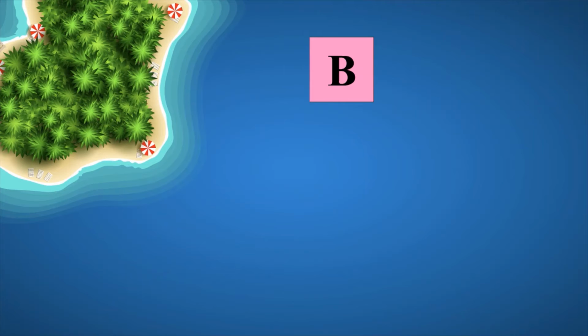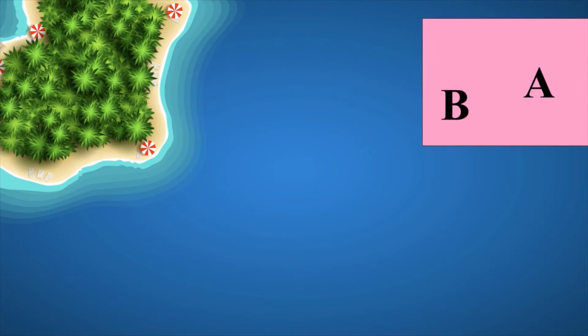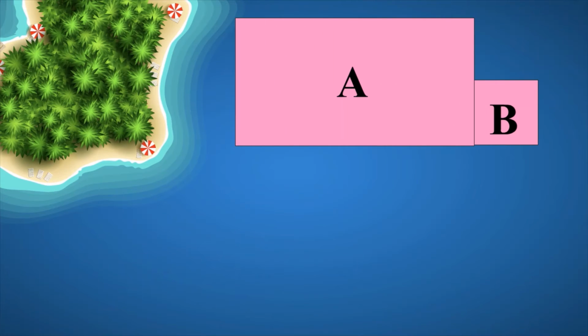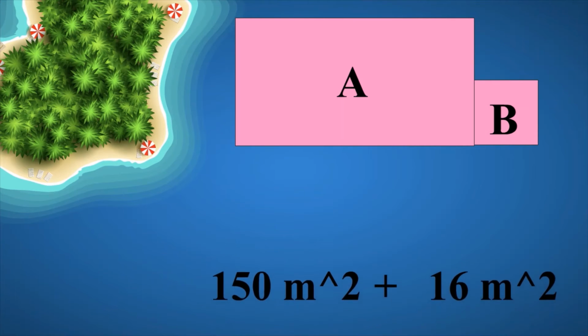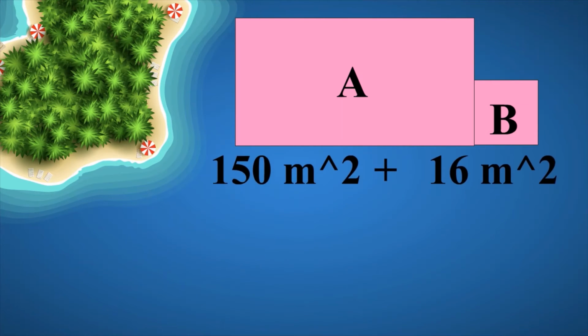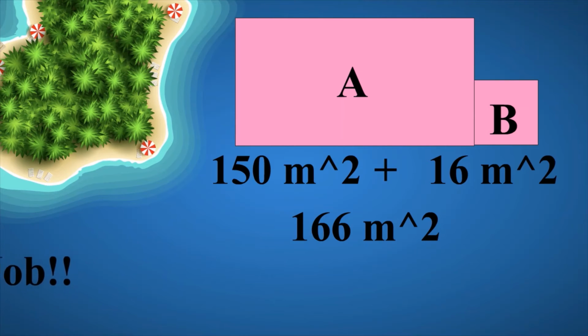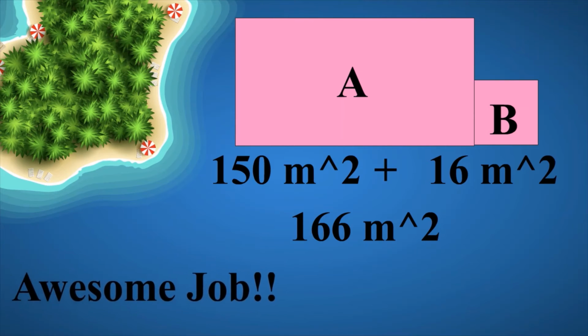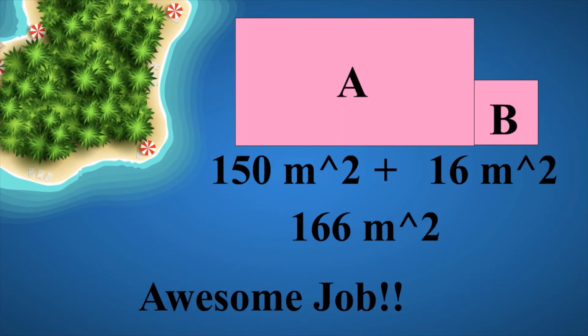Alright, now let's put them back together and find our total area for our compound shape. So to do that, we just added, like the last time, 150 meters squared plus 16 meters squared to give us 166 meters squared. Awesome job! You guys are learning this really quick. So now, let's take a look at our third and last example.